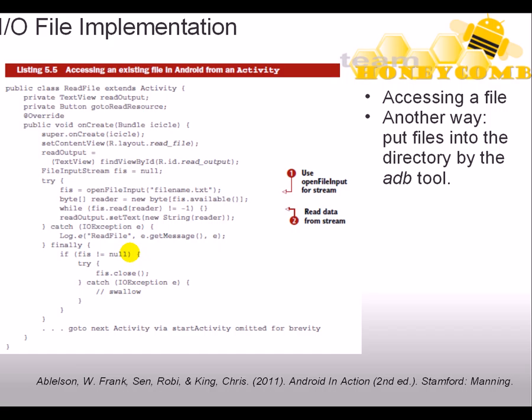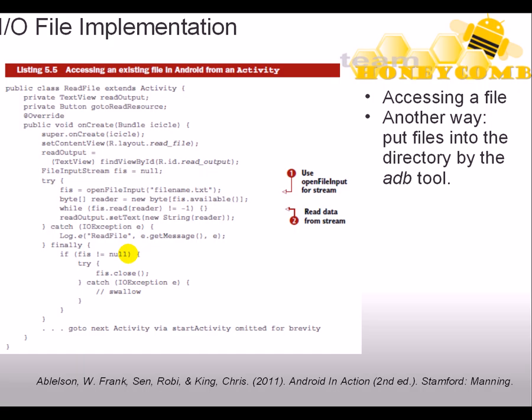Another way to put files into the directory of your application so it can be read and written is by using something called an ADB tool. Typically, the ADB tool methodology is used during the development stage, so you wouldn't actually use this when you're running it or publishing it. You'll use this for when you're testing.